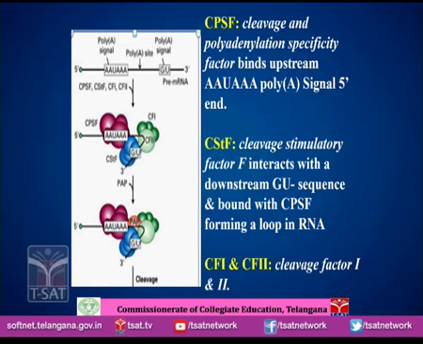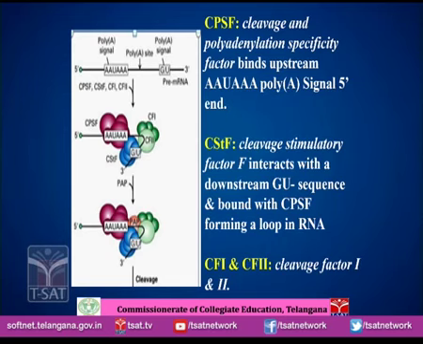The first one is called CPSF. We can call it the cleavage and polyadenylation specificity factor. This is a specificity factor that can bind to the signature polyadenylation sequence. That signature sequence is nothing but the AAUAA sequence. So, this can be at the end, or this can be expressed towards the 5' side.